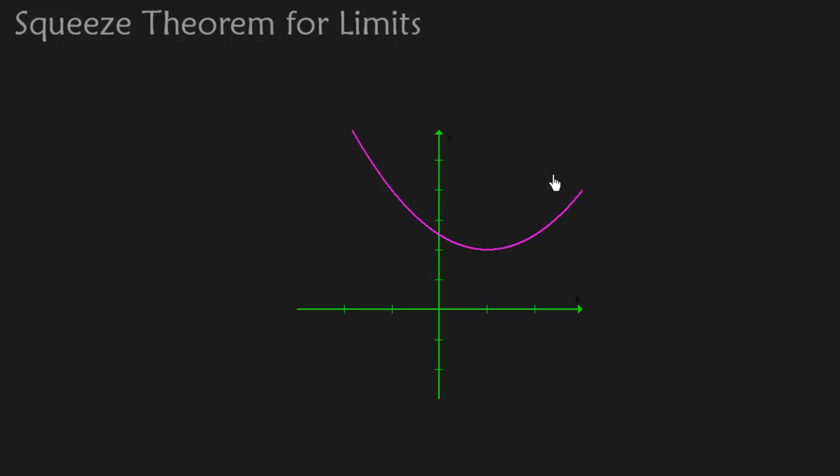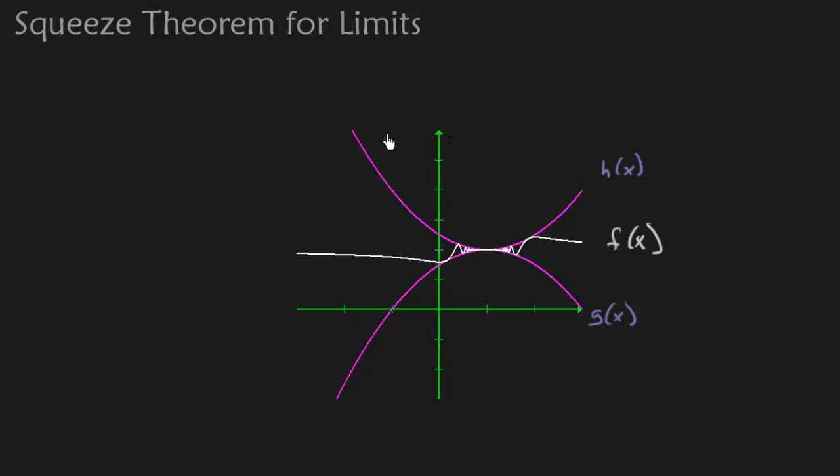Okay, so I have a graph here. I'm going to call this function h of x. I'm going to add another function now. I'm going to call this bottom function g of x. And then I'm going to add a function in the middle, and I'm going to call this third function f of x. All right, now let's just take a look at what's happening here.